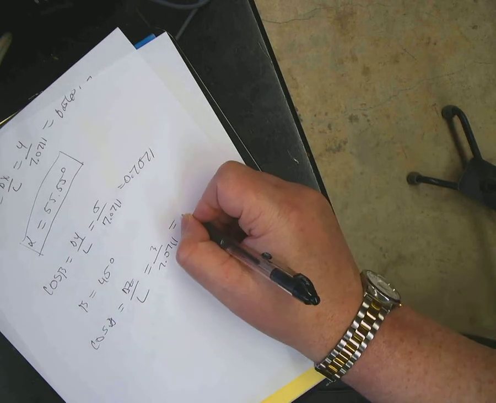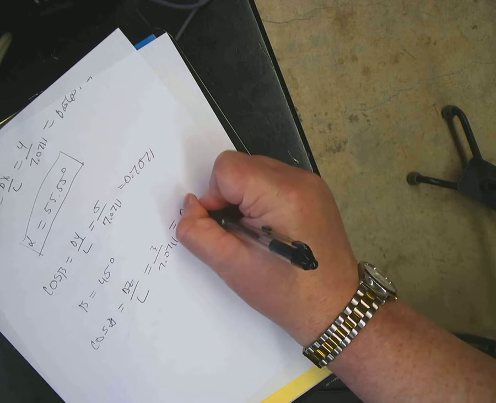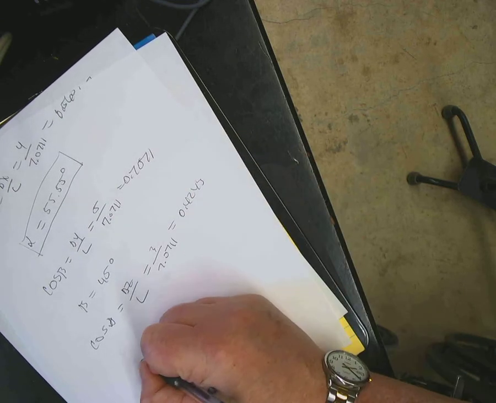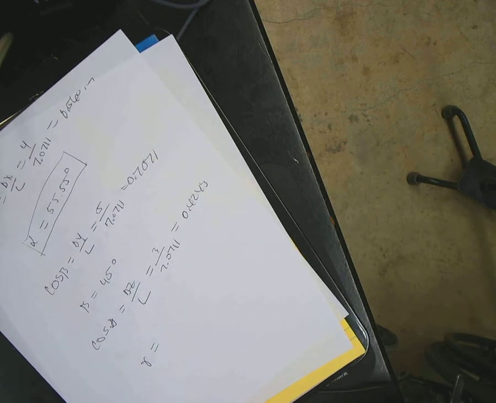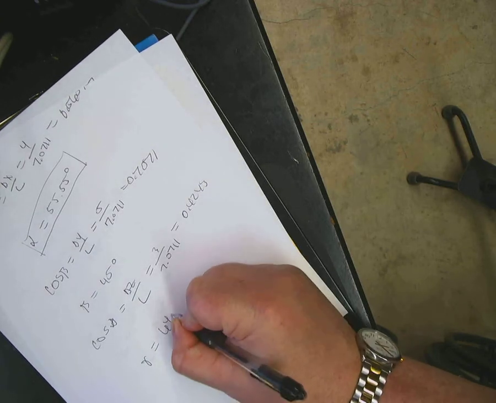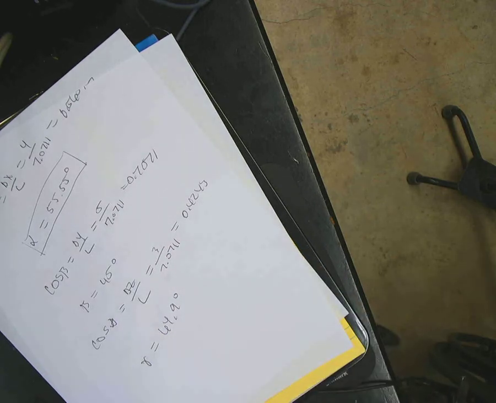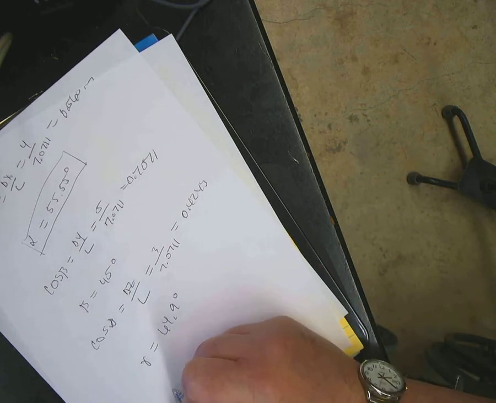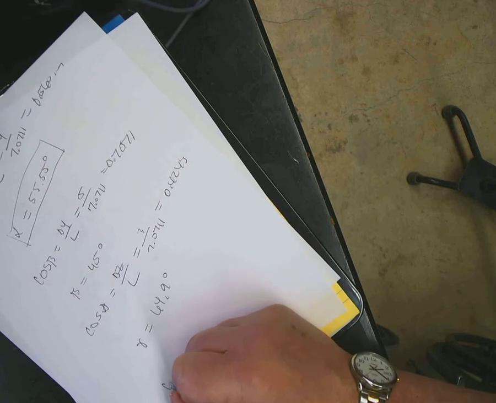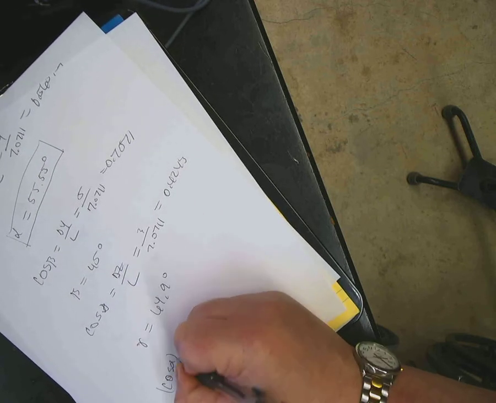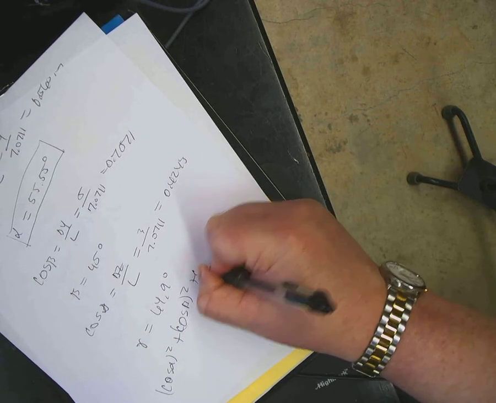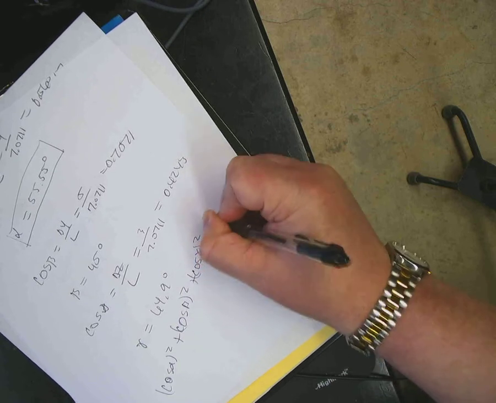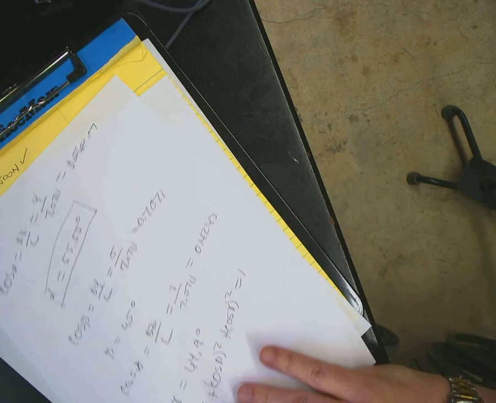I get 0.4243. So gamma is the inverse cosine of that, and I get 64.9 degrees. Now, a way to check this to see if you got everything right is there's a trigonometric identity that says the cosine of alpha squared plus the cosine of beta squared plus the cosine of gamma squared has to be equal to 1. So this is a way to check to see if you've got the right answer.